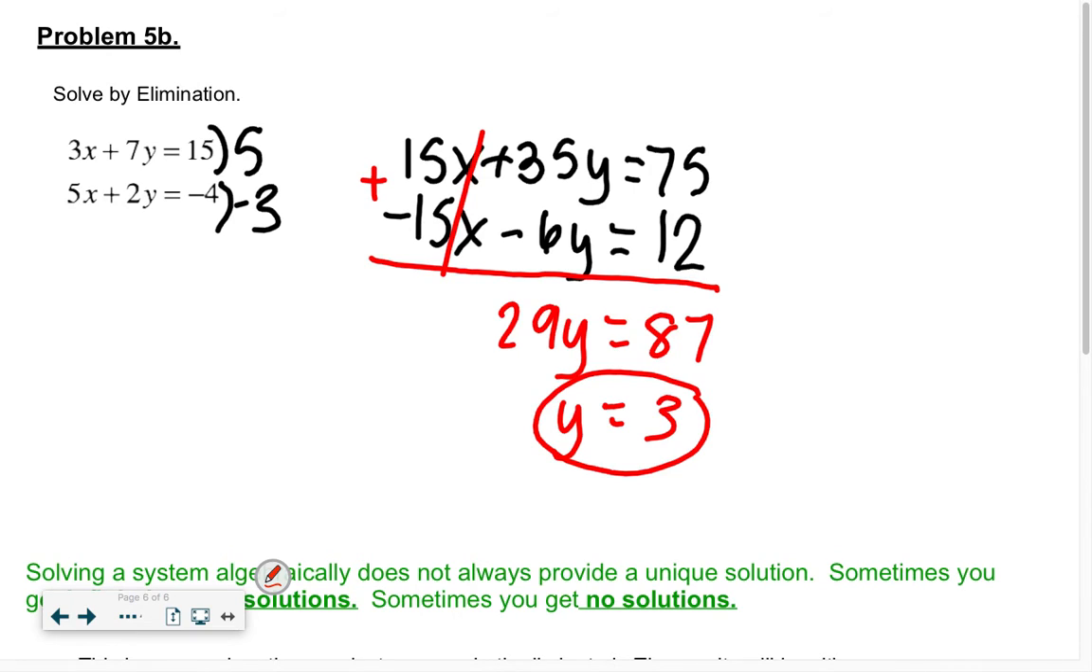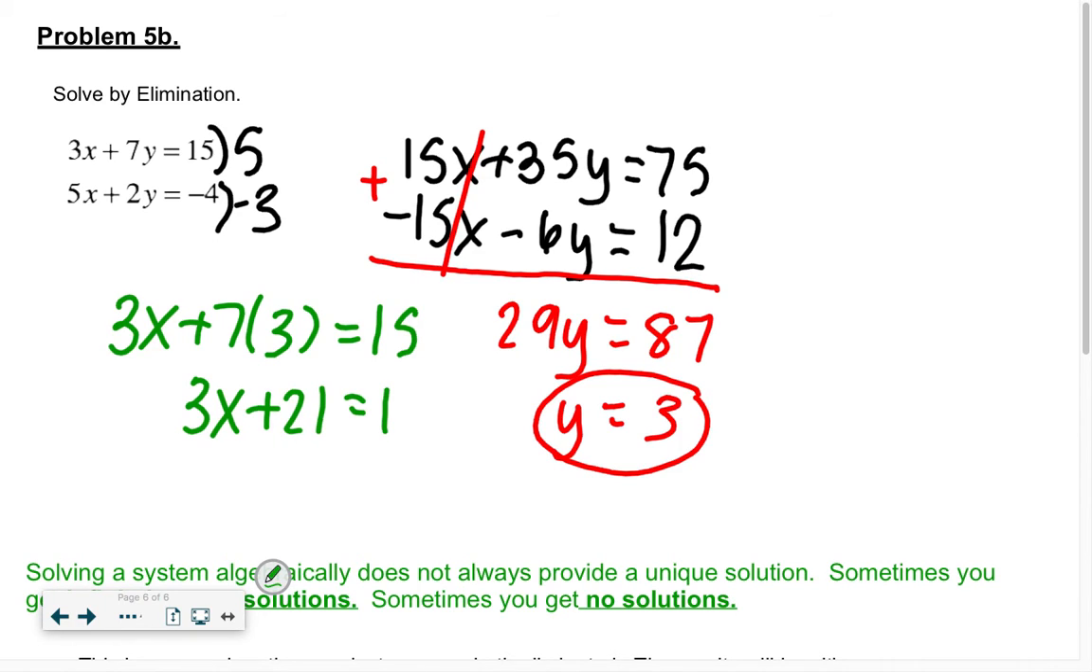Questions? None? What do I gotta do next? Plug it in. Top or bottom? Top, okay. 3x, it doesn't matter here, right? Plus 7 times 3 equals 15. 3x plus 21 equals 15. 3x equals how much? Negative what? Then what? X equals -2.